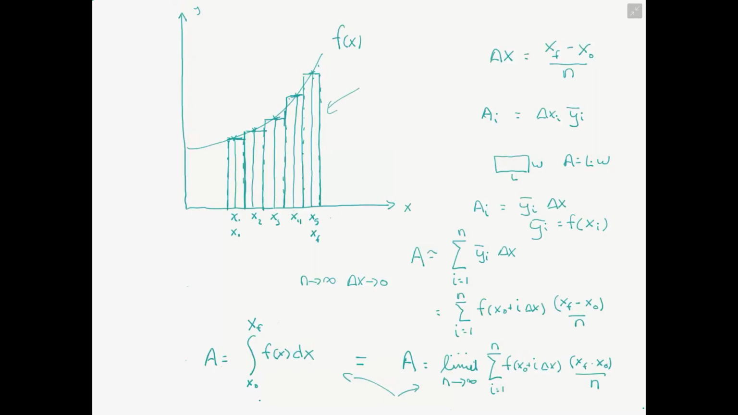And basically what that's saying is when we look at these individual rectangles and we squeeze them so that they're tiny and the delta x goes to 0, the area is no longer approximate, but the area becomes exact.